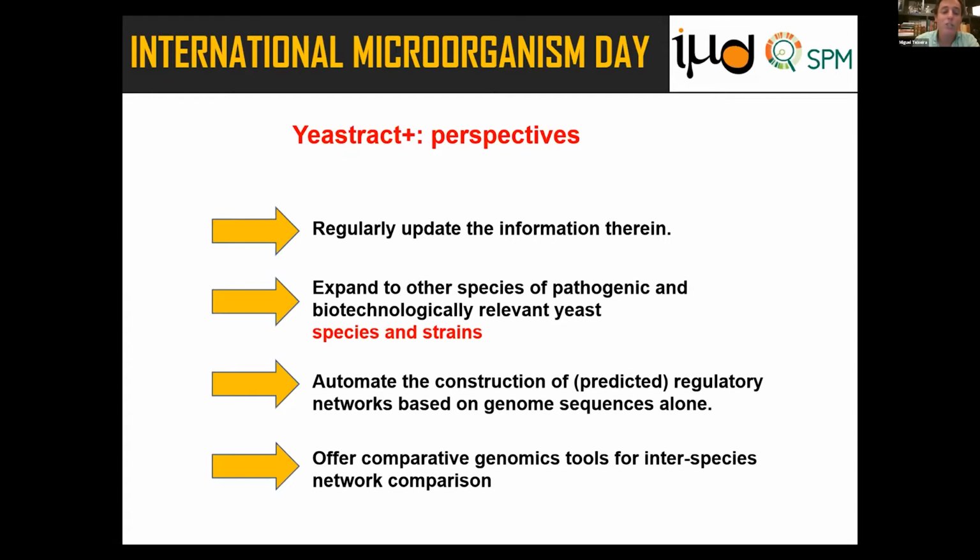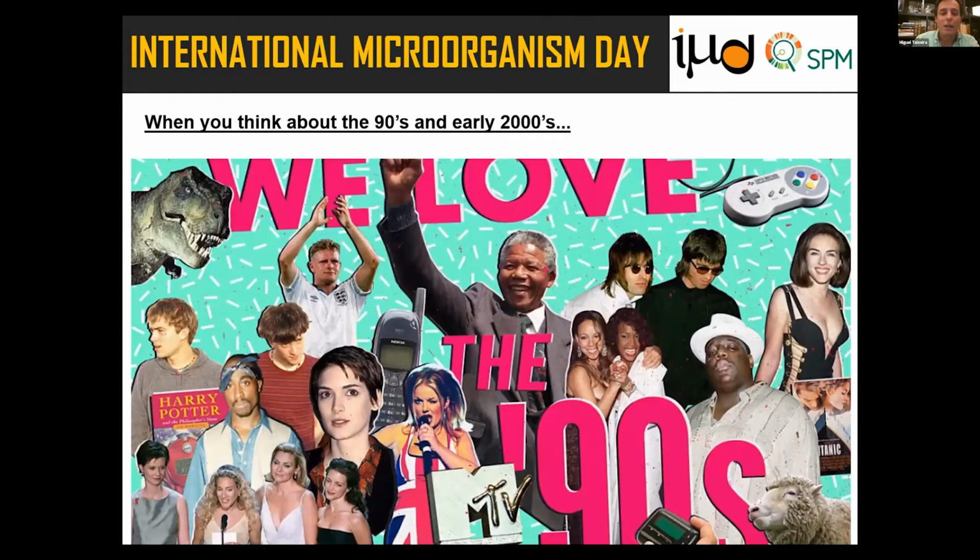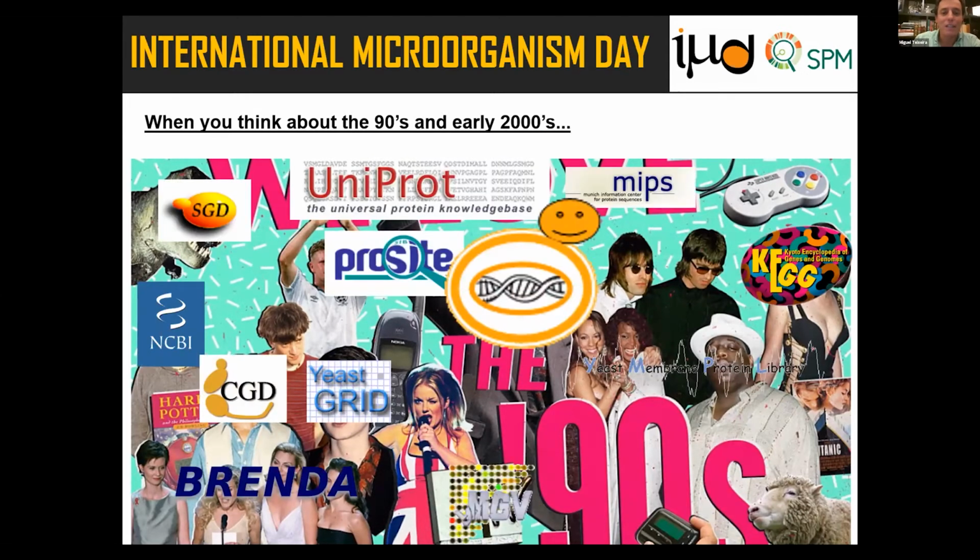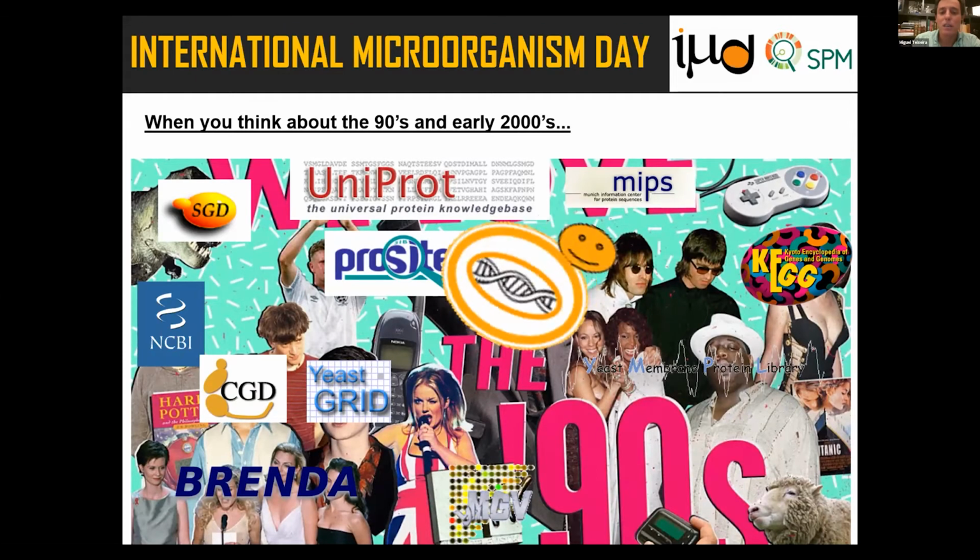because we have also worked on the automation of the construction of Yeastract-like databases for other yeast species just based on the genome sequence alone. So this is something that can be done in a semi-automated way at the moment. So by the end of the presentation, I hope that when you think about the 90s and the early 2000s, besides thinking about all these famous people or famous movies, you also remember that the early 90s and early 2000s were the mark of the post-genomic era and the rise of a lot of very fascinating databases, including our own Yeastract.